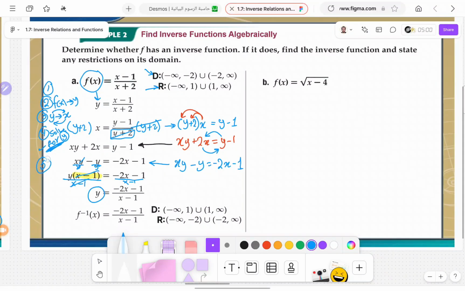Now number 5 is switch from y to what? F to the power of negative 1. So this is what you can see here. I just now change y to f to the power of negative 1, and here this one is my inverse of the function.